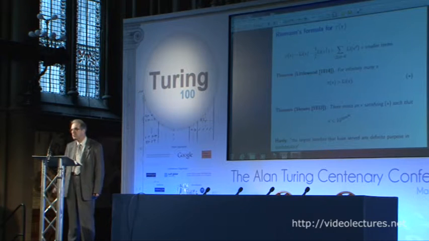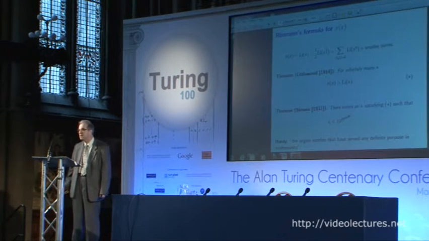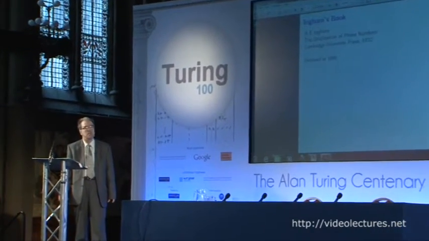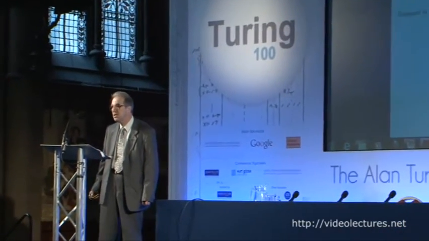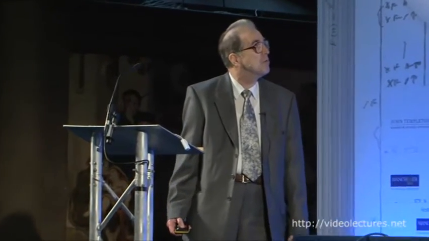How was Turing involved in this activity? In 1931, he became a student in Cambridge, and one of the professors there was Ingham, who in 1932 published a classical book on number theory. And in this book, he gave a simplified proof of Littlewood's theorem.